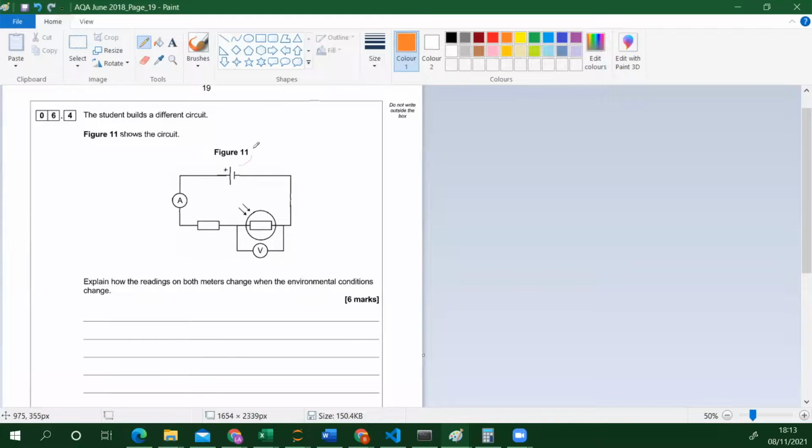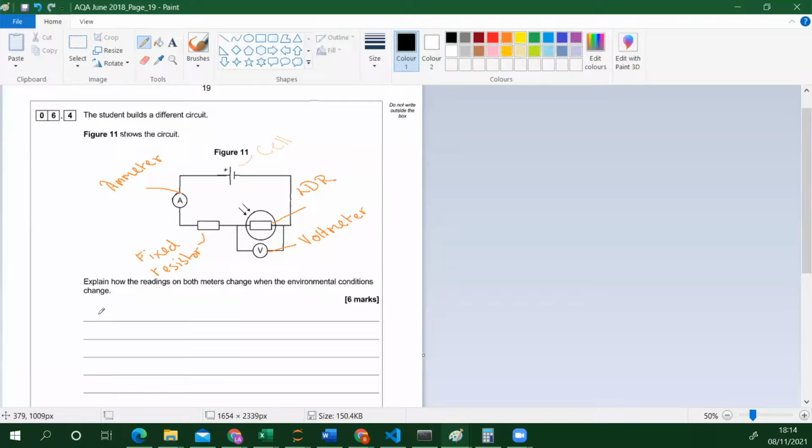So we've got a cell, an ammeter, an A for ammeter, nice and straightforward. This is a fixed resistor. Okay, this is a light-dependent resistor. Remember the light's going on it, so it's an LDR, light-dependent resistor. Okay, and this B for voltmeter. That's so straightforward. So I've labelled it. Go back to my writing colour.